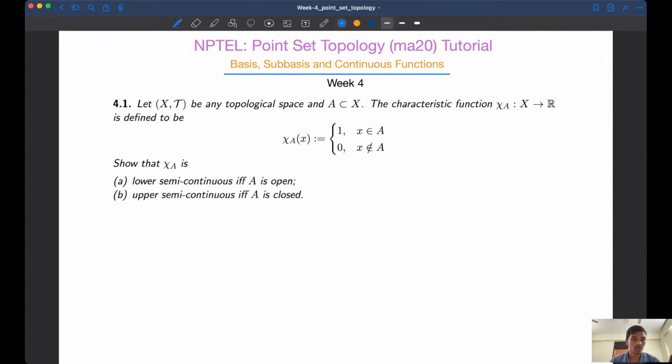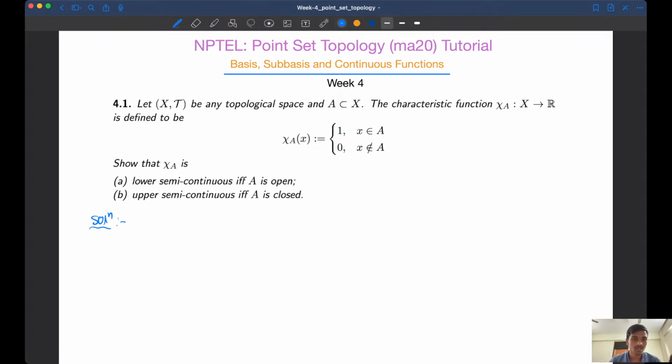So any idea how to do this? Mostly it will follow from the definition. I think we just apply the definition directly.